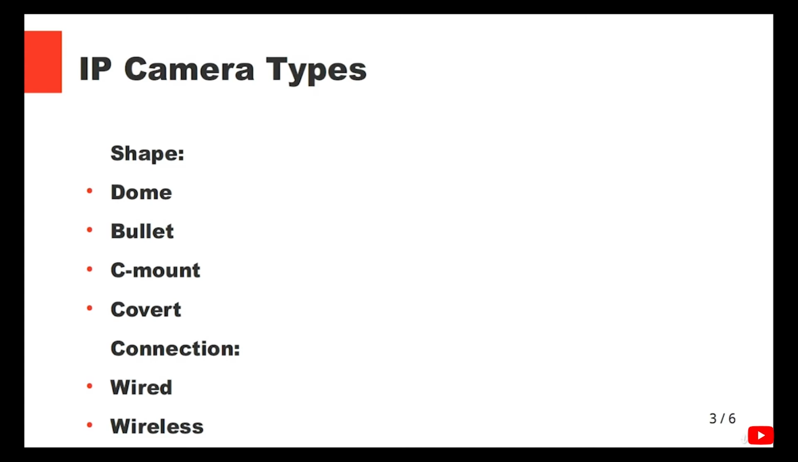Then you can divide them by connection type. Most cameras would be wired, but with IP cameras there's no reason why you cannot go wireless. You just need a transmitter, with which you can transmit your network from the camera. But then you will obviously need a power supply for the camera.